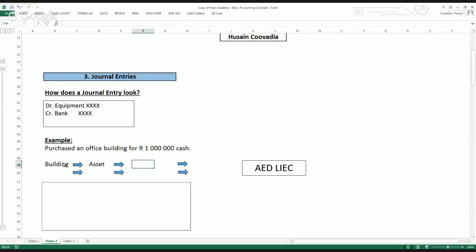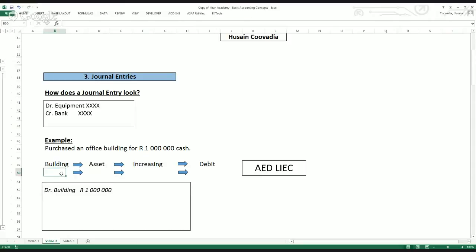And what is happening to our asset? Is it increasing or decreasing? It's increasing because we're purchasing the building, we have a building now, so it's increasing our asset. If we go to our acronym, assets and expenses increase on the debit side. So we're going to debit our building. So let's put that into our journal entry. We'll say debit over there. The account is building because we purchased a building, and the amount would be 1 million rand. Why on the debit side? Assets are increasing on the debit side.